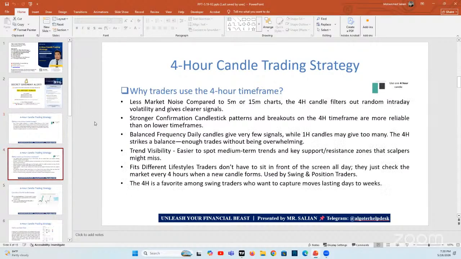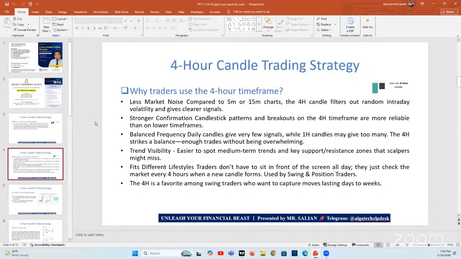So why traders use this? Even for myself, I've been using this a lot. Yes, because it's really effective, very profitable, as long as you know what you're doing. Because number one, less market noise. Compared to the lower time frames like the 5-minute or the 15-minute charts, the 4-hour candle filters out random intraday volatility and gives clearer signals.